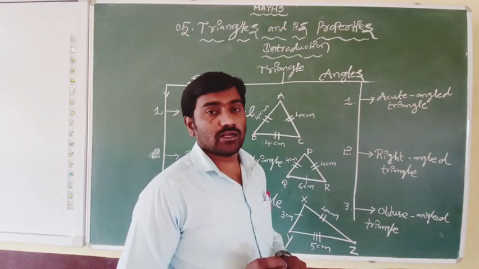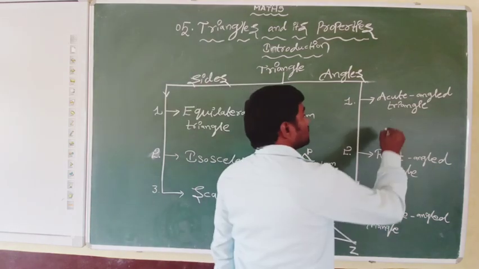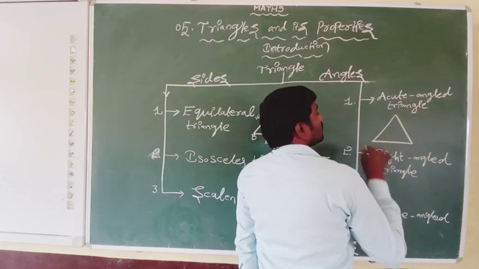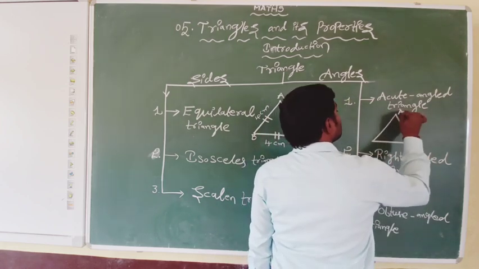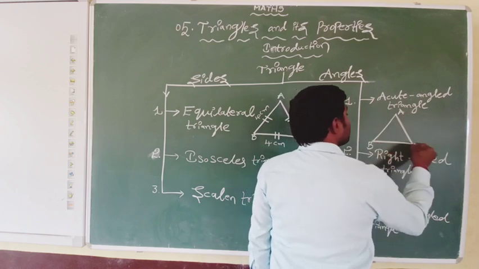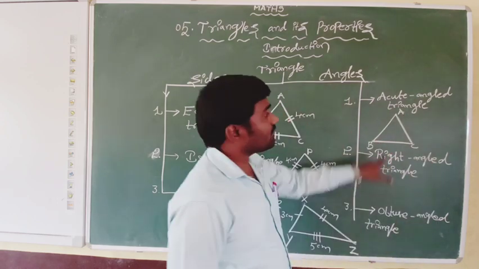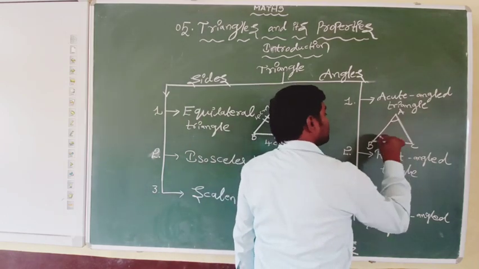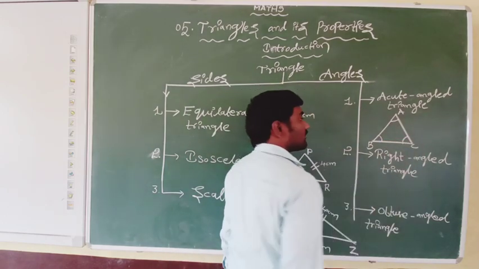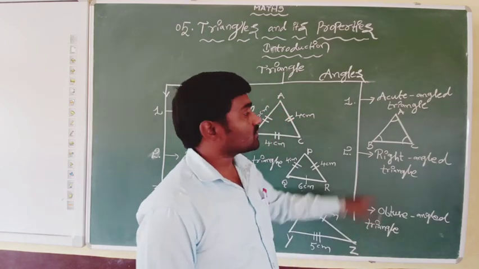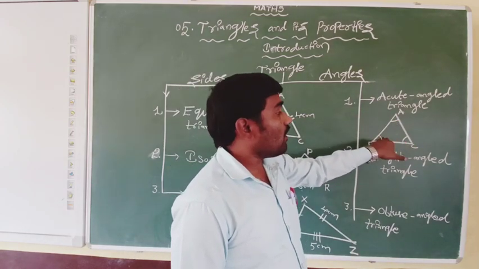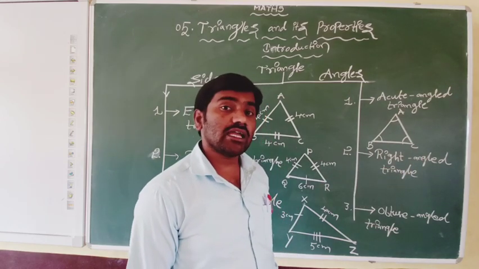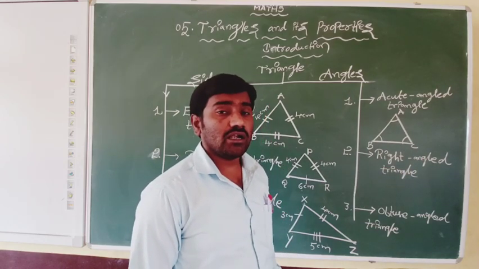Acute angled triangle means if all the angles in the triangle, suppose the triangle name is ABC. If ABC is a triangle and the angles are here, let's go for that. If all the angles in the triangle are acute angles, then the triangle is known as an acute angled triangle.